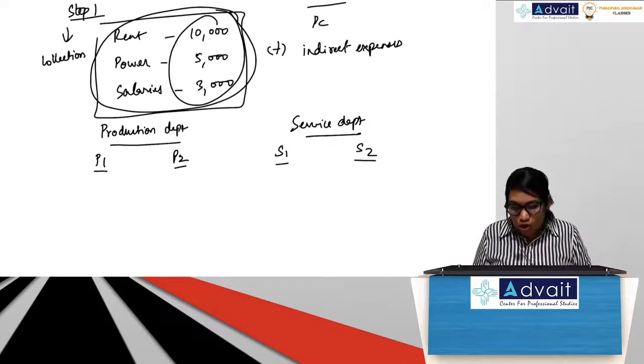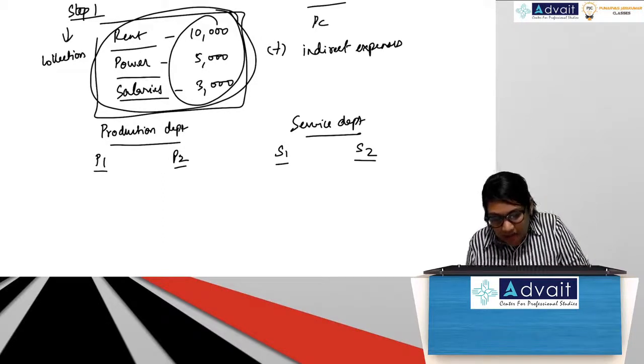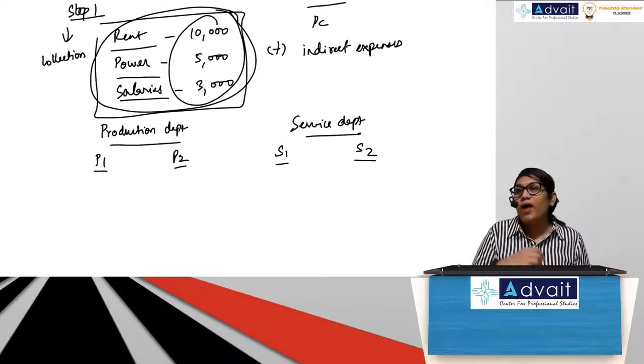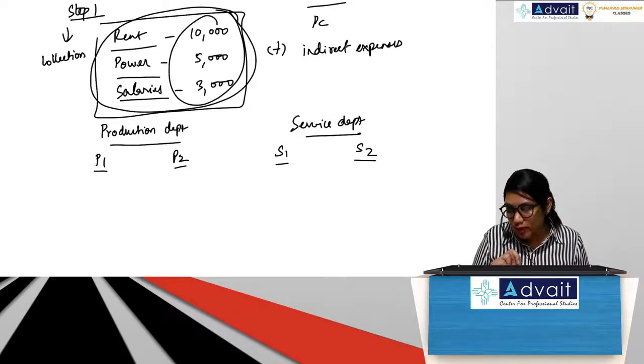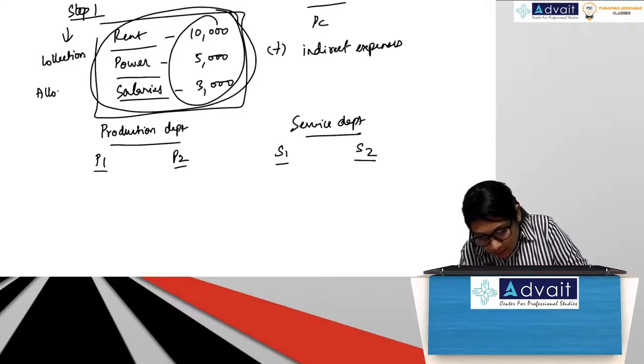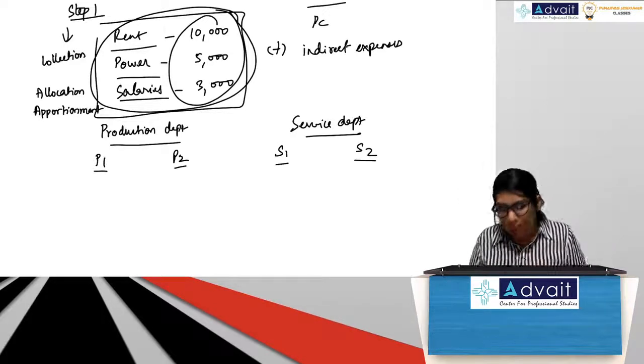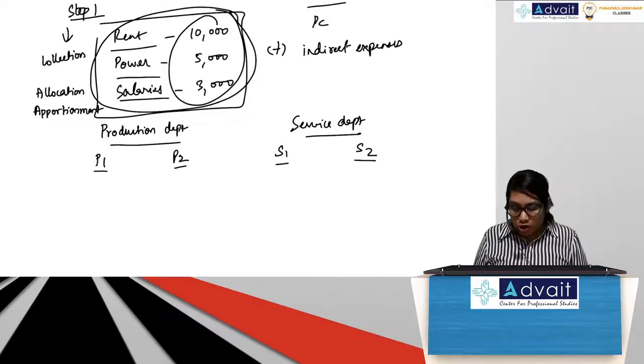Okay, so now this rent, power, salaries has to be divided between all my departments. So now the question arises, how do I divide? Okay, so now when I'm dividing, there are two things that I need to look at. One is called allocation. One is called apportionment. Okay, so I'll give you an example of allocation.